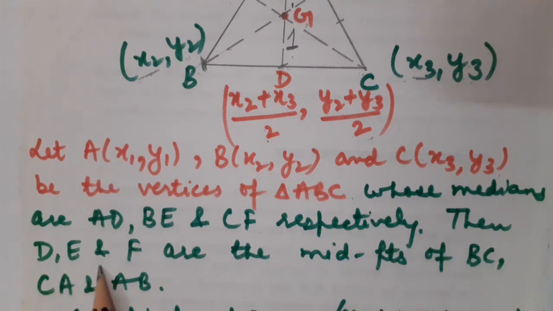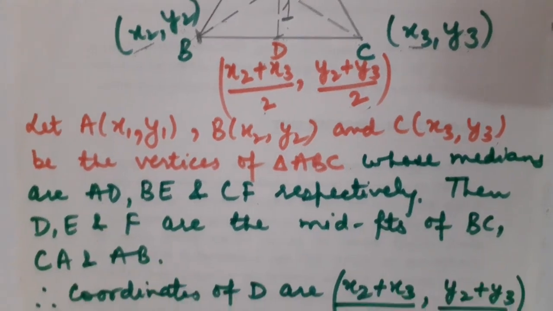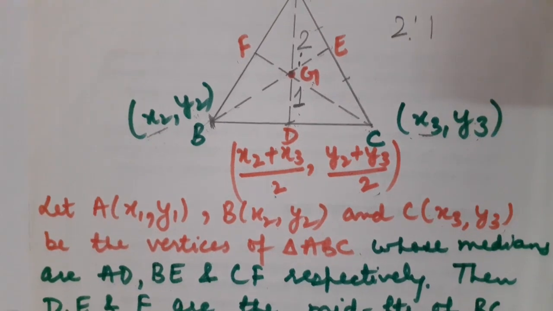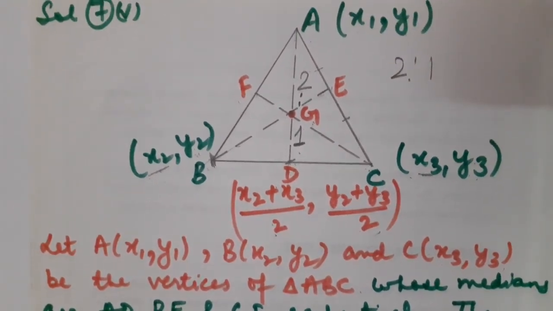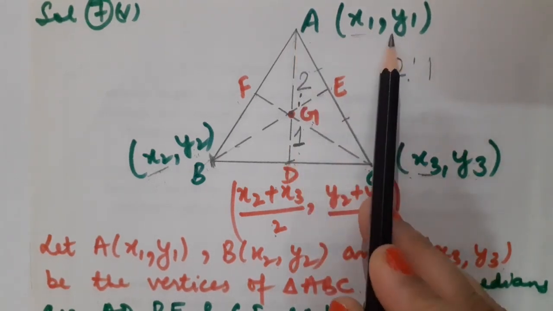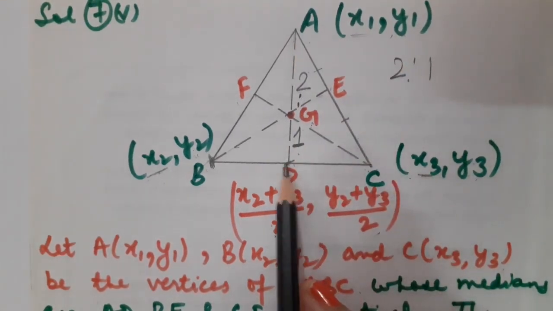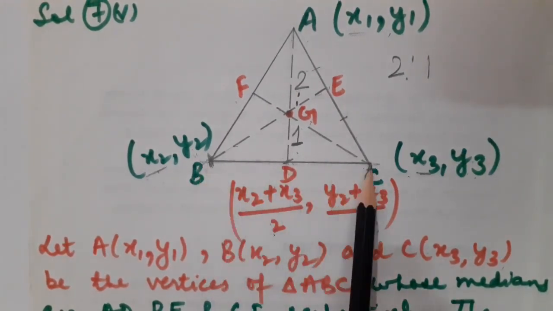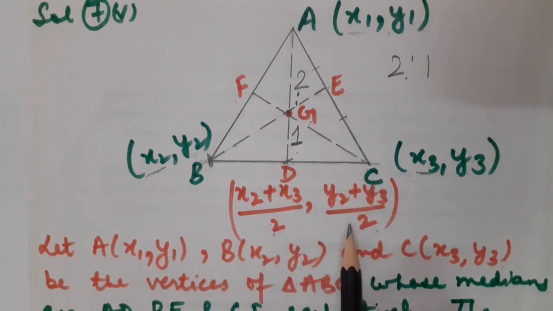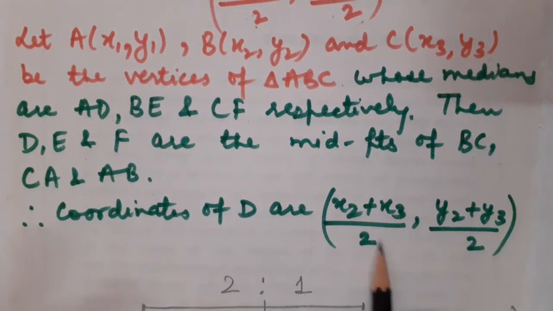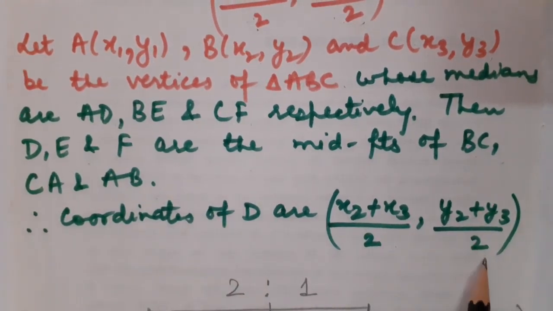Then of course D, E and F are the midpoints of the sides BC, CA and AB. Correct, students? So now, as I have just told you, suppose I want to apply the section formula on this line segment AD. I know the coordinates of A but I do not know the coordinates of D. But I know one thing, that D is the midpoint of BC. So apply the midpoint formula on BC and find the coordinates of D. They are (x2 plus x3) divided by 2, (y2 plus y3) divided by 2.